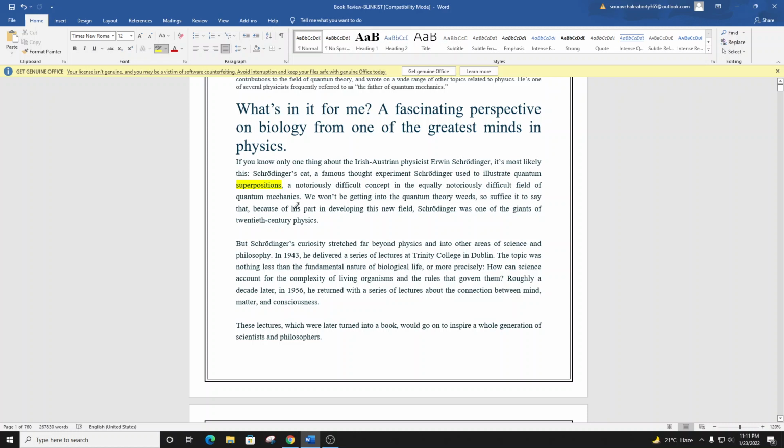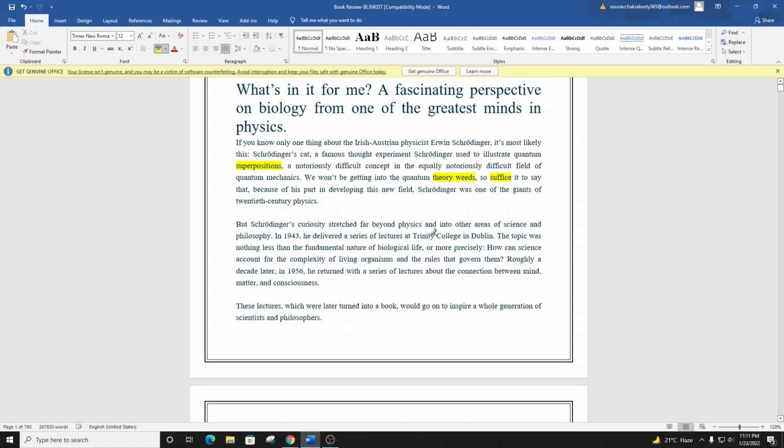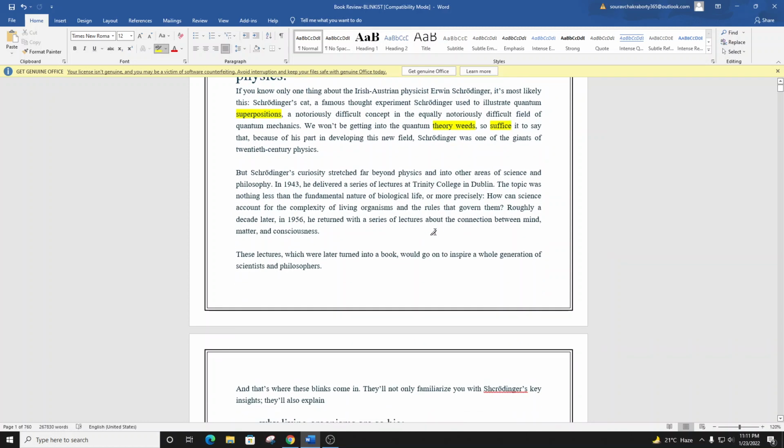I'm going to do us both a favor and not get into the quantum theory weeds here, but suffice it to say, because of his part in developing this new field, Schrödinger was one of the giants of 20th century physics. But Schrödinger's curiosity stretched far beyond physics and into other areas of science and philosophy.